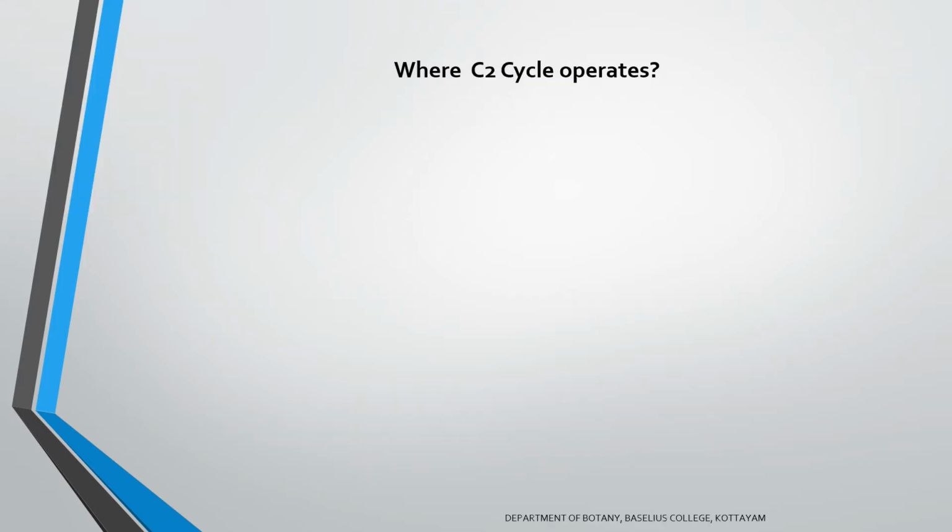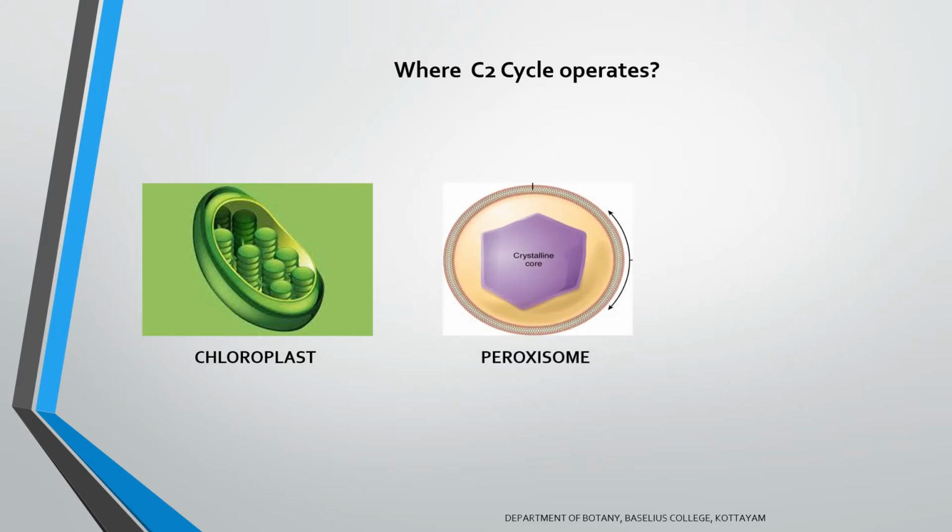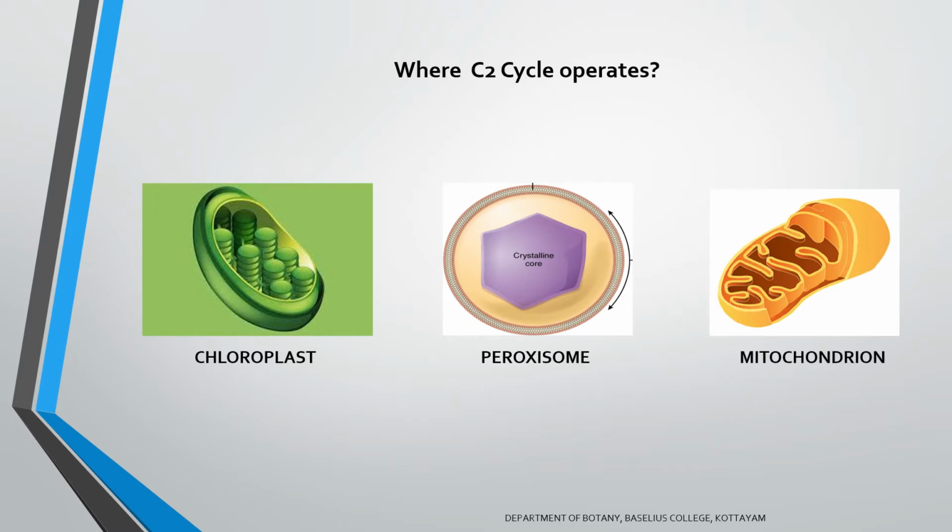Where does the C2 cycle operate? Obviously, this cycle starts in chloroplast because the first phase of C2 cycle is oxygenation of RuBP. Since RuBP and Rubisco are present in the stroma of chloroplast, this cycle starts in chloroplast, but later it proceeds into two different cell organelles also, that is peroxisomes and mitochondria. So, in order to complete C2 cycle, three different cell organelles are needed: chloroplast, peroxisome and mitochondria.